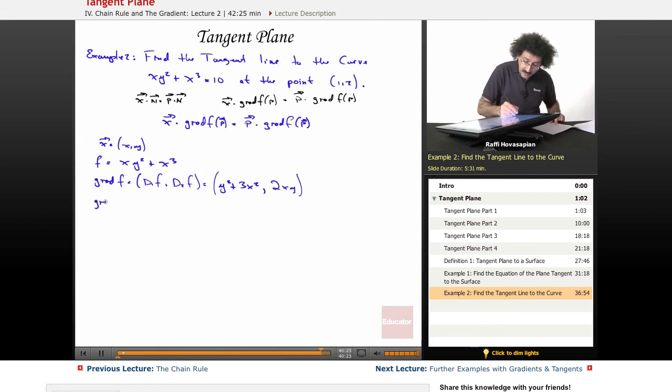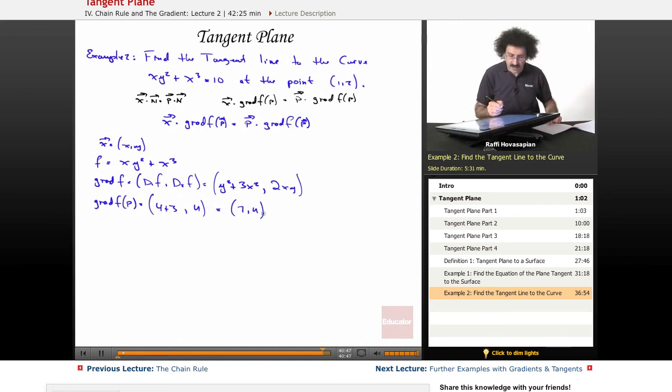Now, nice and systematic, the gradient of f evaluated at p. We go ahead and put the values of p, (1, 2), into this. So wherever we see an x, we put a 1. Wherever we see a y, we put a 2. That equals 2 squared is 4 plus 3. And then 2 times 1 times 2 is 4. So we should get (7, 4). And I hope that you're checking my arithmetic.